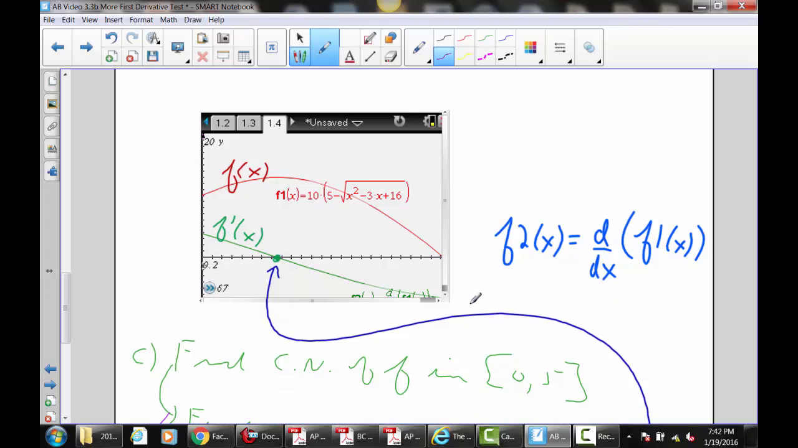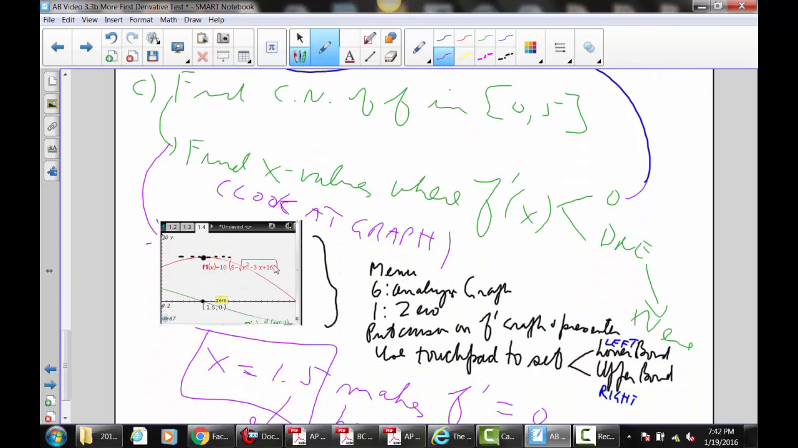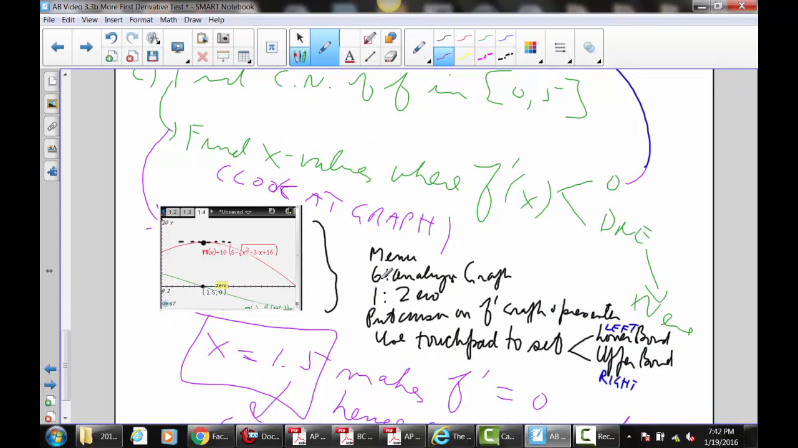The key thing is this. Remember what a critical number of f is. It's a number in the domain of f, and right now we're fine. We're on the interval from 0 to 5. It doesn't appear to be a problem, and you could check it out. It's fine. But a critical number is what makes the derivative f prime of x equal to 0 or undefined. Looking at this graph, there is one place where this green graph is equal to 0, where it's on the x-axis. So the one place where it's equal to 0, you can find the 0 by putting the cursor on the graph of f prime, and you'll be able to find the 0 of that function.